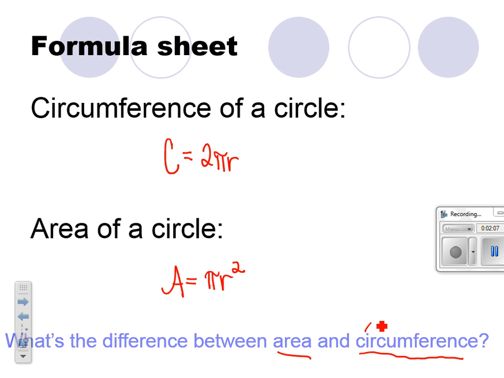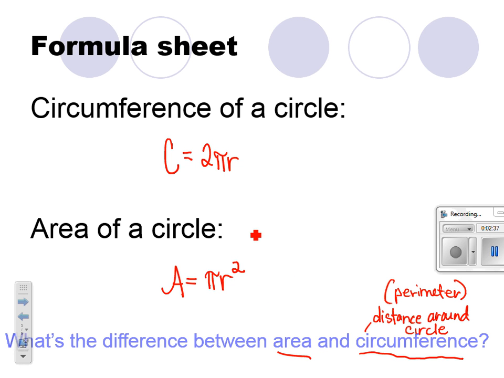Circumference is the distance around the outside, so around the circle. It's like perimeter. It's what we call perimeter for squares and rectangles and trapezoids. Okay, and then the area is how many square units can we fit inside the circle. So how many square units we can fit inside the circle is area.